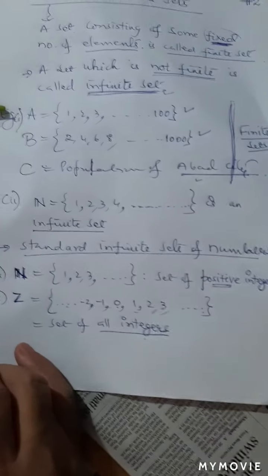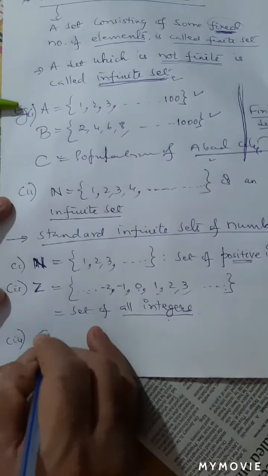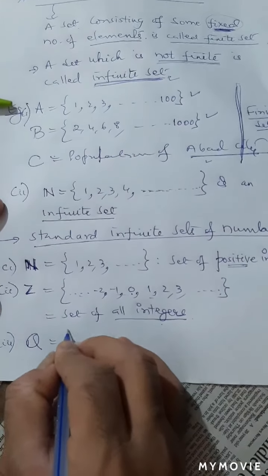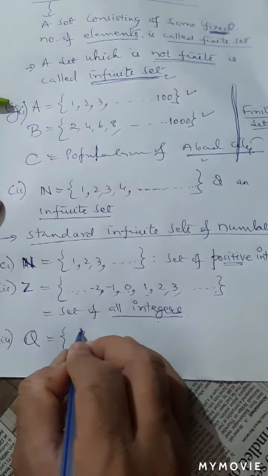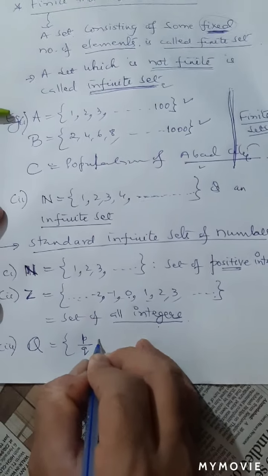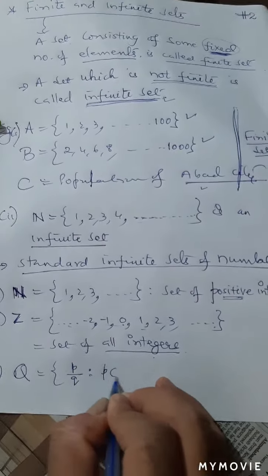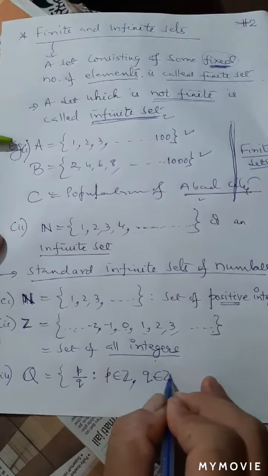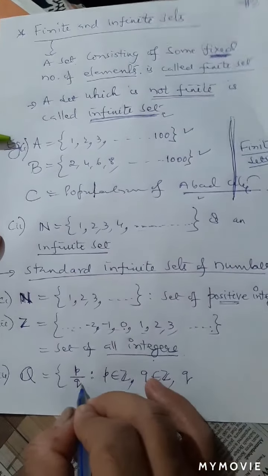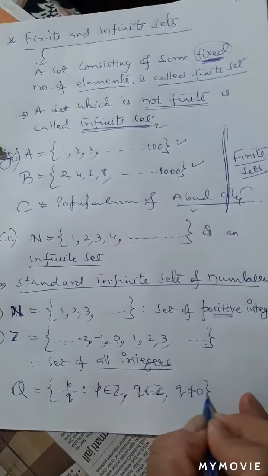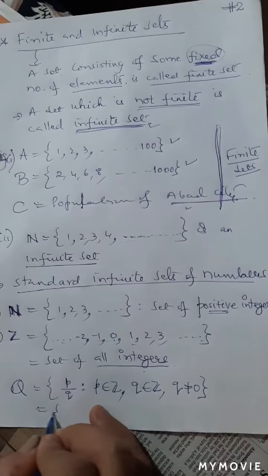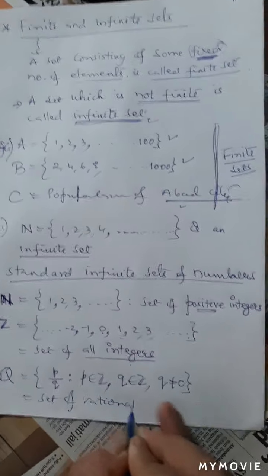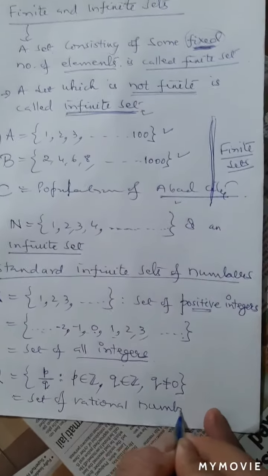The next, the third one, is Q. This is called the set of rational numbers. Numbers of this type, P by Q, where P is an integer, belongs to Z, and Q is also an integer, but Q should not be 0 because you are writing it in the denominator. So this is the set of rational numbers.